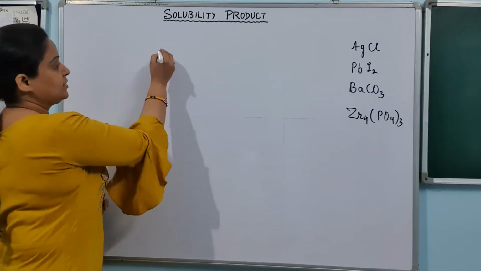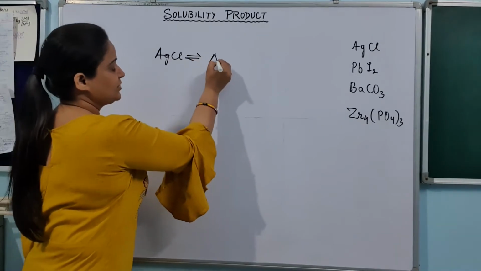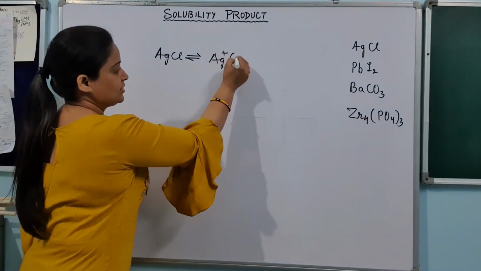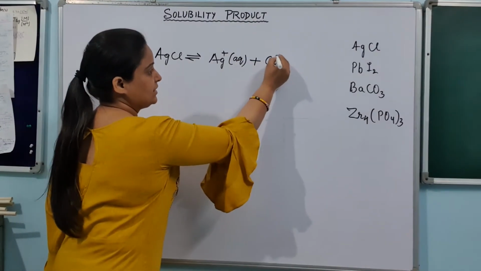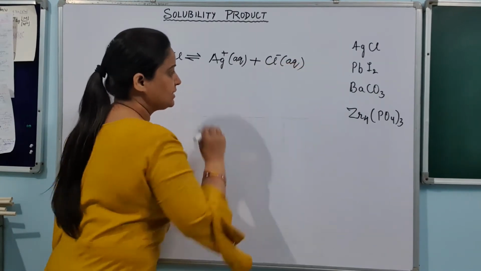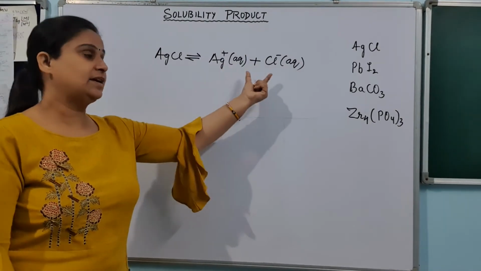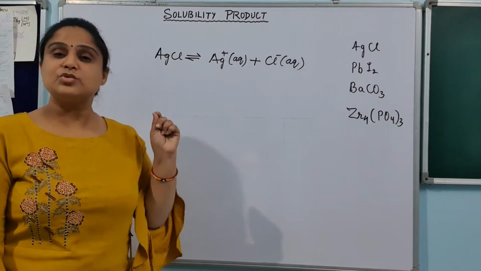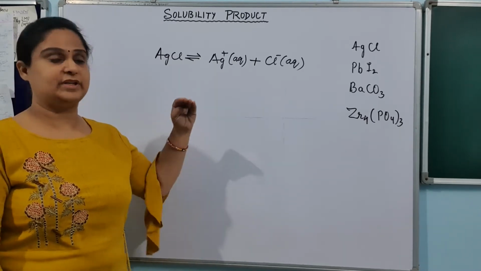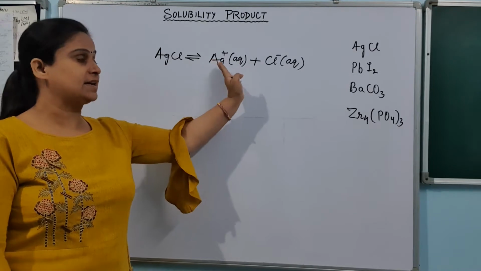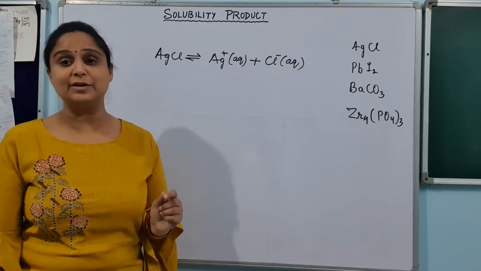Suppose I am taking silver chloride, and this silver chloride is going to dissociate into its ions: silver ion, which is aqueous or hydrated, and chloride ion, which is also an aqueous or hydrated ion. So silver chloride will give two ions, silver ion and chloride ion. But these ions will be so small in number that after releasing very few ions, the salt and these ions will come into equilibrium. And because they are in equilibrium, we can apply the concept of the equilibrium constant.